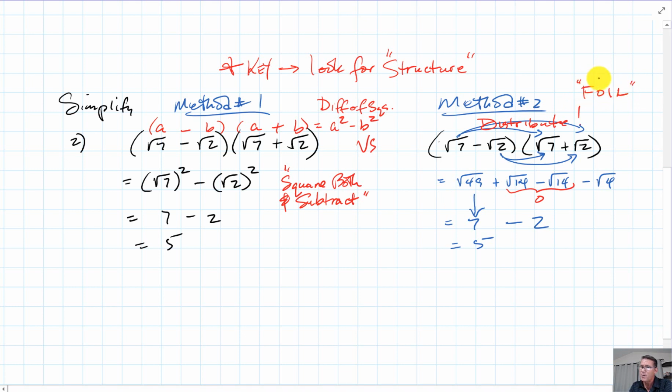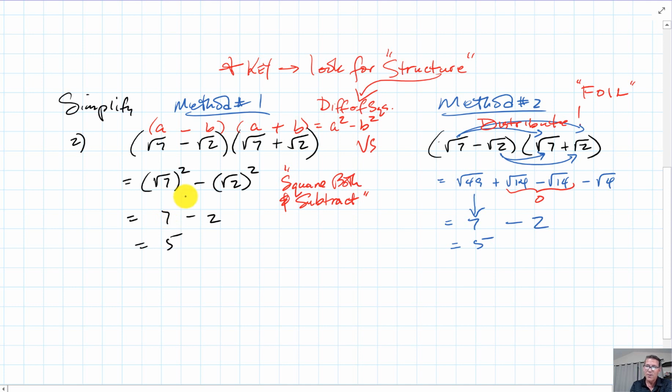FOIL is just an acronym for the distributive property: first, outer, inner, last. I mean, it's distributing, guys. And so, distributing and simplifying. And then right here, I saw the structure, which is called the difference of squares, and all you do is square both. And when you do that, you don't even need to write this out. Squaring root 7, you do that in your head, you get 7.